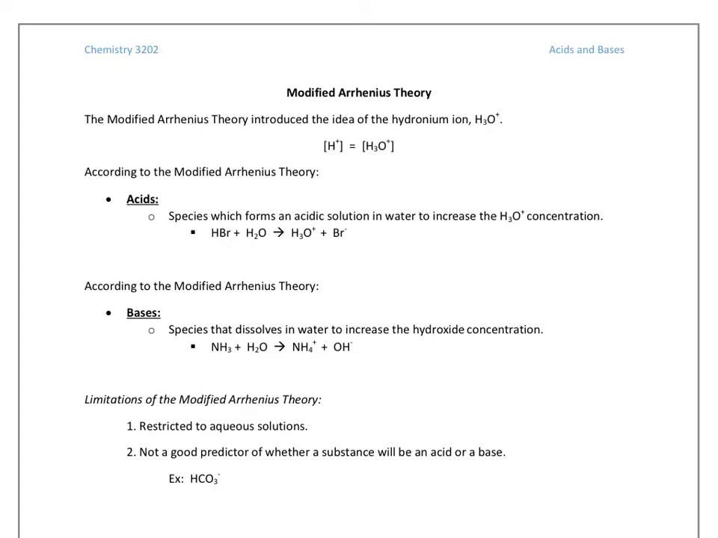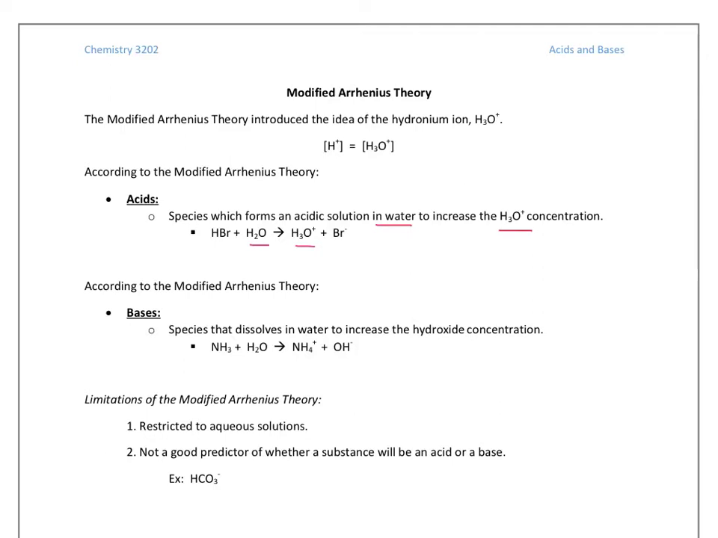Some important components of this definition include the fact that in order to predict something as being an acid, it has to react in water. Not only does it have to react in water, it has to produce the H3O+ ion, as you can tell in the example of HBr. HBr is an acid according to the original Arrhenius theory, and now we can successfully predict the same using the modified Arrhenius theory.